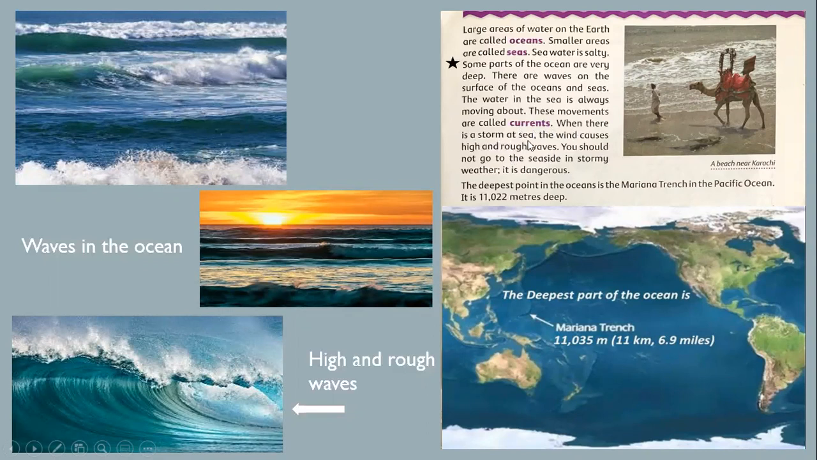When there is a storm at sea, the wind causes high and rough waves like this. High and rough waves become like this and it's dangerous. What they are saying is, when there is a storm at sea, because of the wind, it causes high and rough waves and it is so dangerous. So you should not go to the seaside in stormy weather, it is dangerous. I know the sea attracts everyone, it looks so beautiful, but when the waves are like this, almost in rainy seasons, we must stay away from the seasides. Be careful.